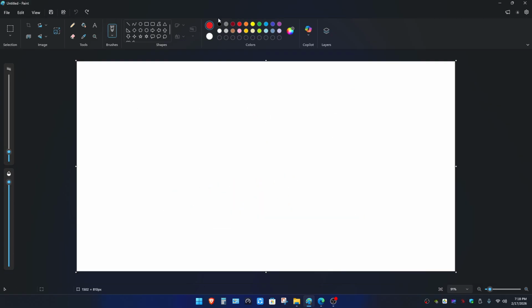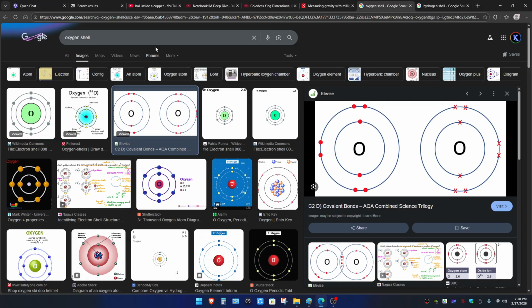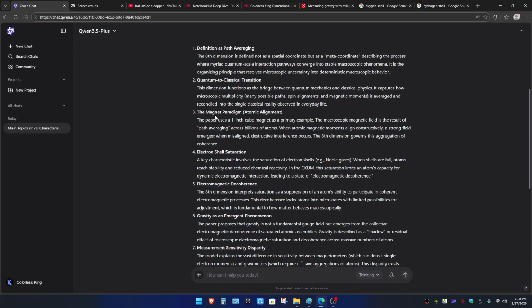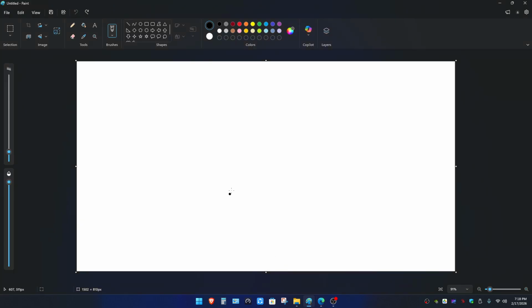So if someone were to say, what does this all mean? What does this shell saturation mean? The shell saturation means, when we talk about, let's say, the oxygen.